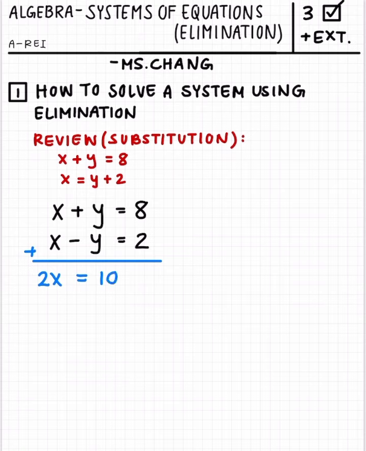So to isolate our x variable, we perform an inverse operation of multiplication. So we divide both sides of our equation by 2. 2 divided by 2 is 1, so we're left with x equals 10 divided by 2 equals 5.